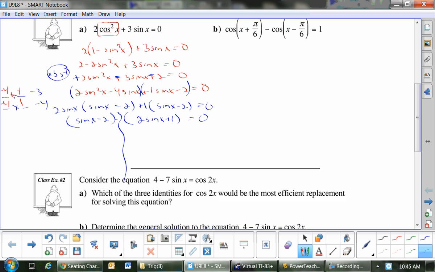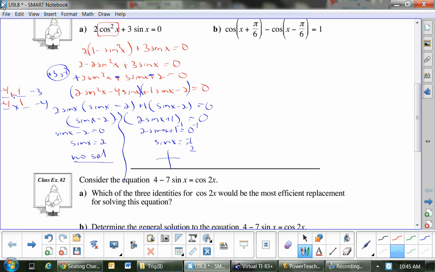Now, remember, we're doing when sine x minus 2 equals 0, or when sine x equals 2. Does sine x ever equal 2? No solution. On the other side, we're doing 2 sine x plus 1 equals 0. Minus 1 to both sides, divided by 2, when sine x equals negative 1/2. When does sine x equal negative 1/2?